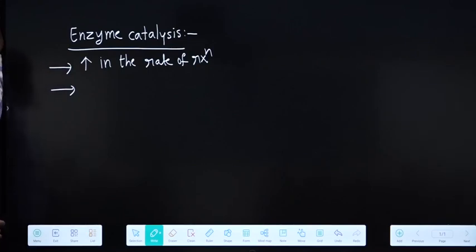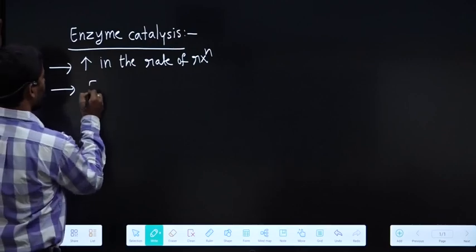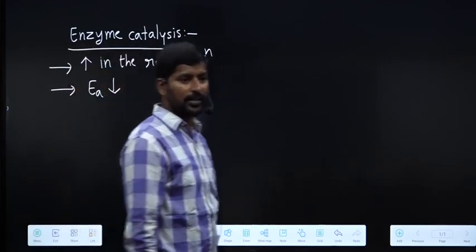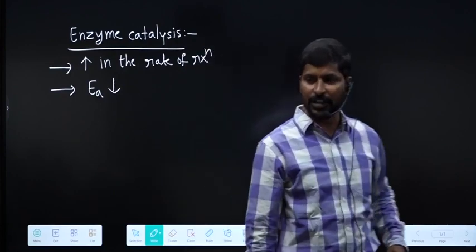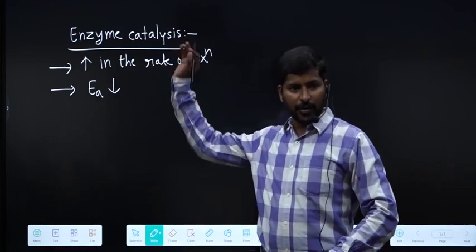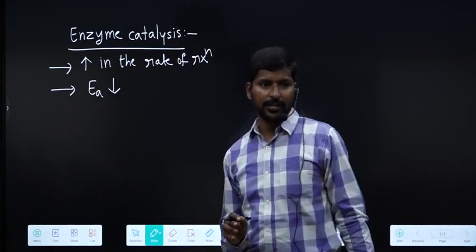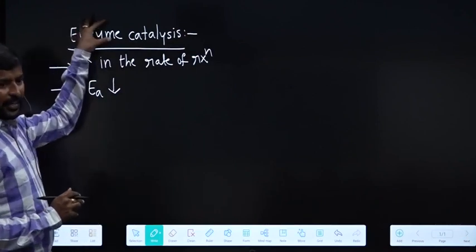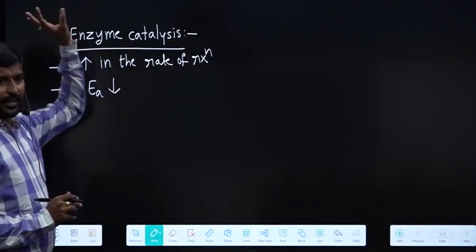The activation energy required for the reaction decreases. If you use a catalyst, what happens? The reaction proceeds by a new path where the activation energy required for the reaction decreases. That's why the rate of reaction increases. That phenomenon is called catalysis. Now, if you use an enzyme as the catalyst, that is called enzyme catalysis.